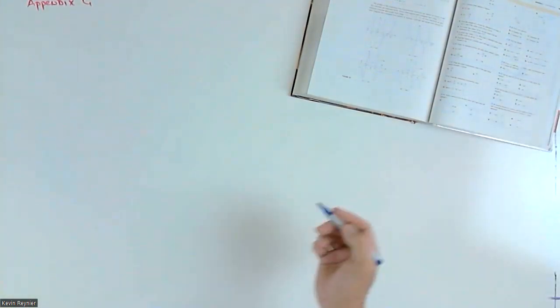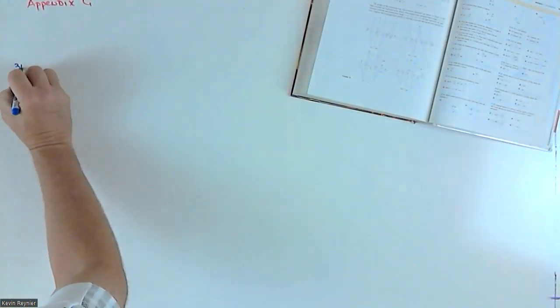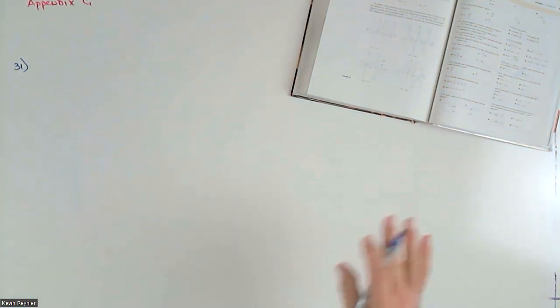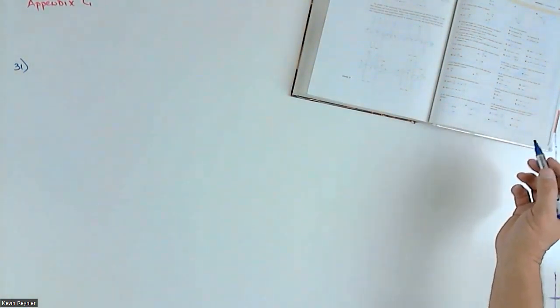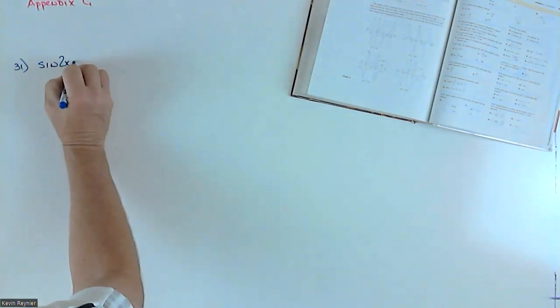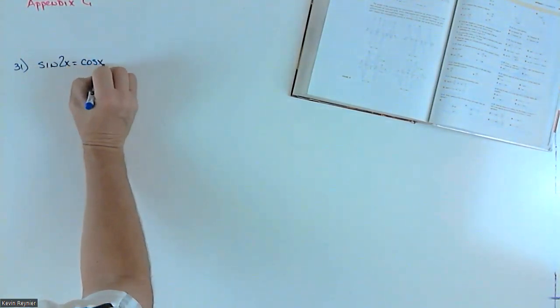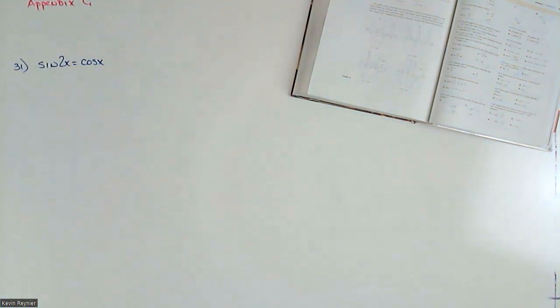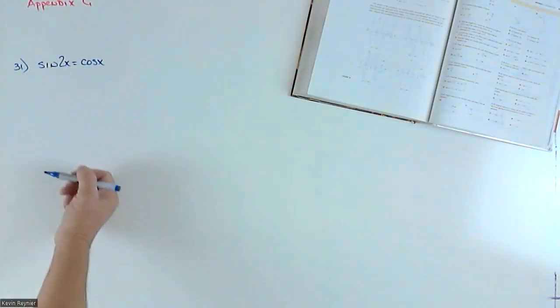So if we look at something like 31, how do we solve this? We solve it just like we did in algebra 2. It says sine 2x equals cosine of x. I gotta have a zero. Gotta have it equal to zero. It's always gotta equal zero. If it equals zero, I'm happy. If it doesn't equal zero, I'm not happy. So how do we get it to equal zero? I'm going to subtract cosine x from the other side.